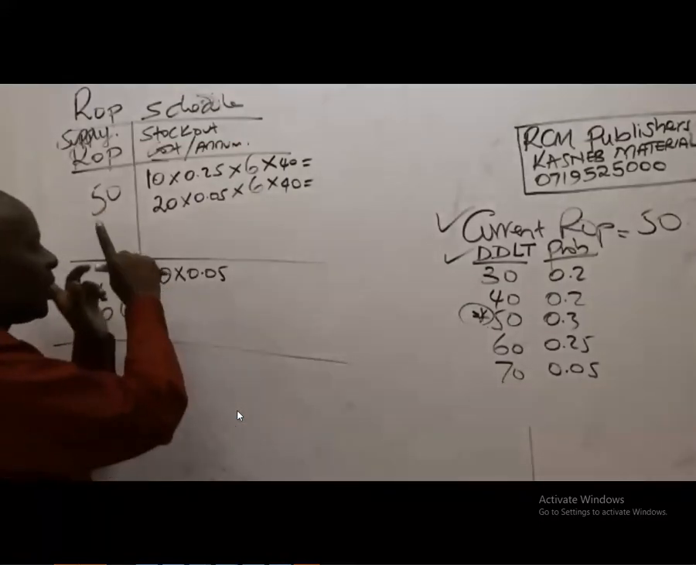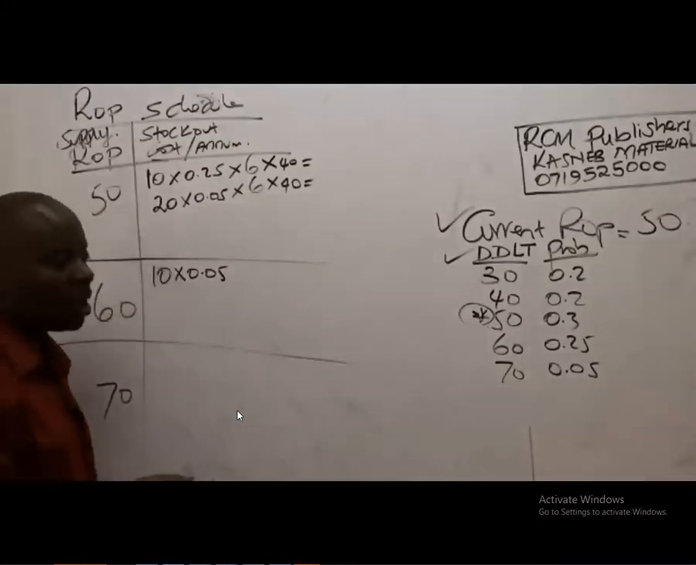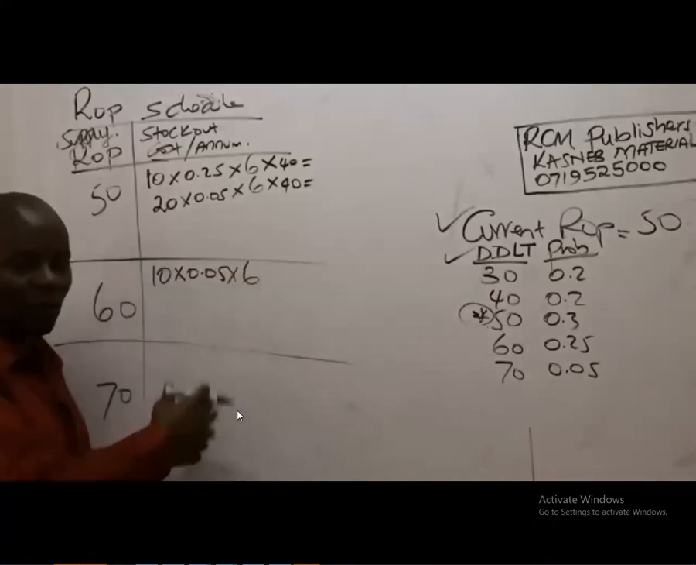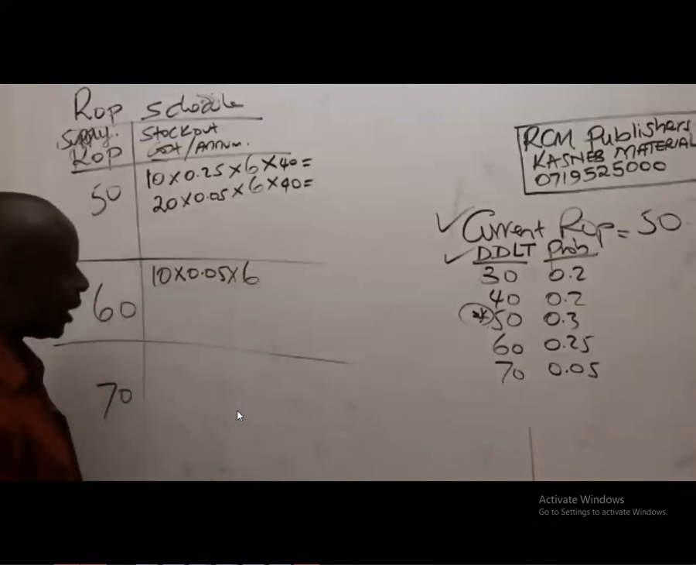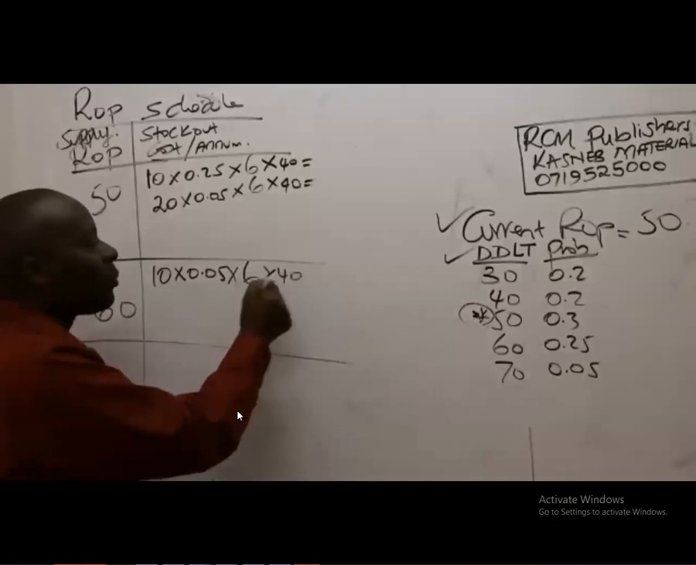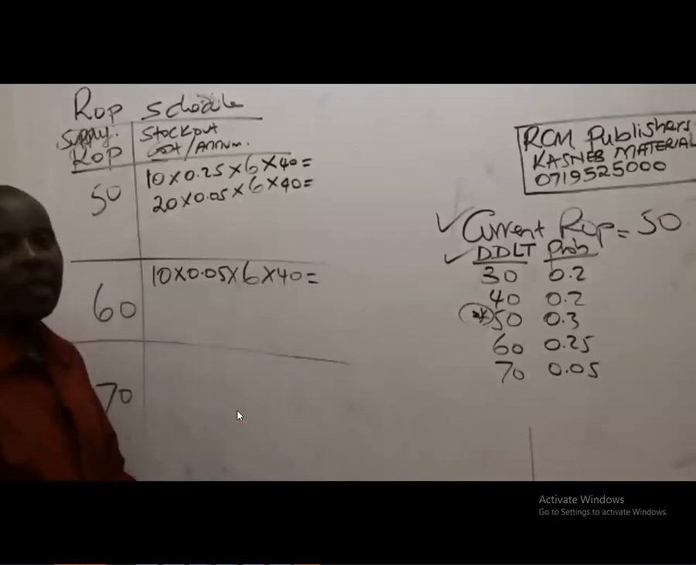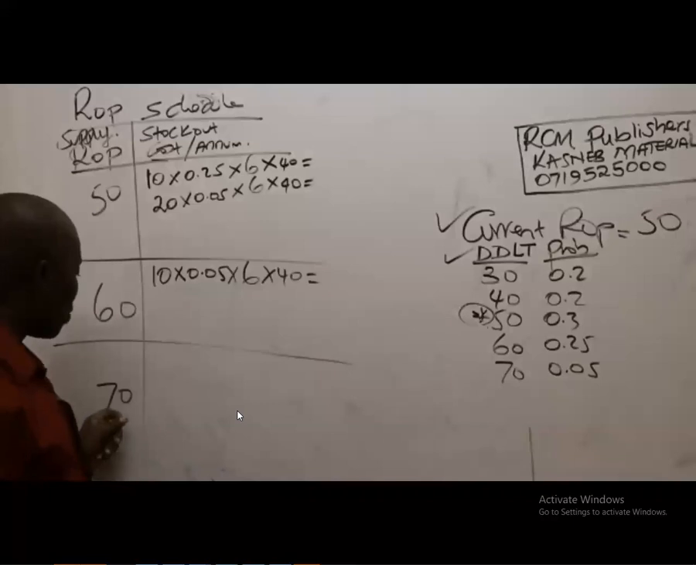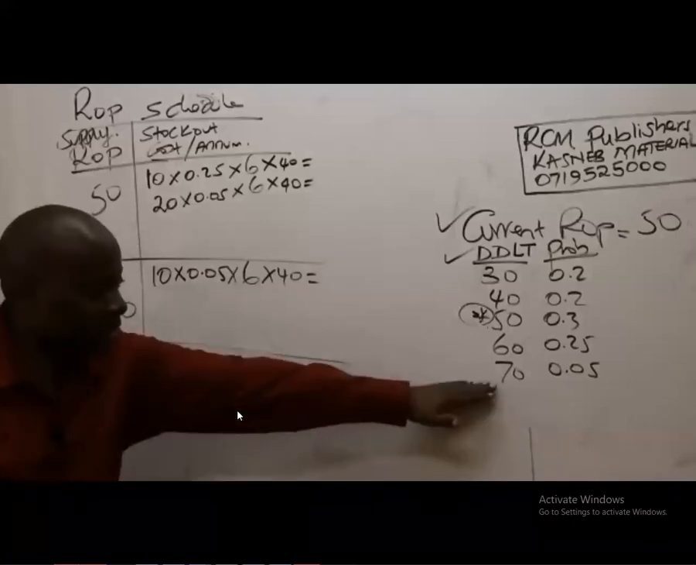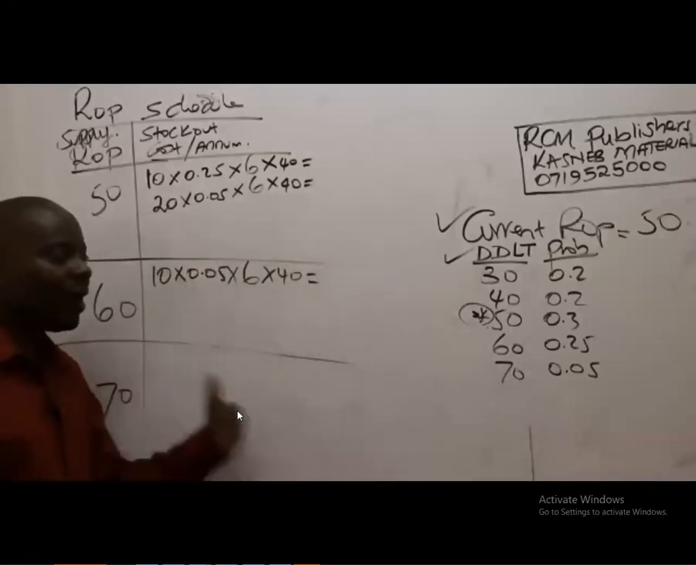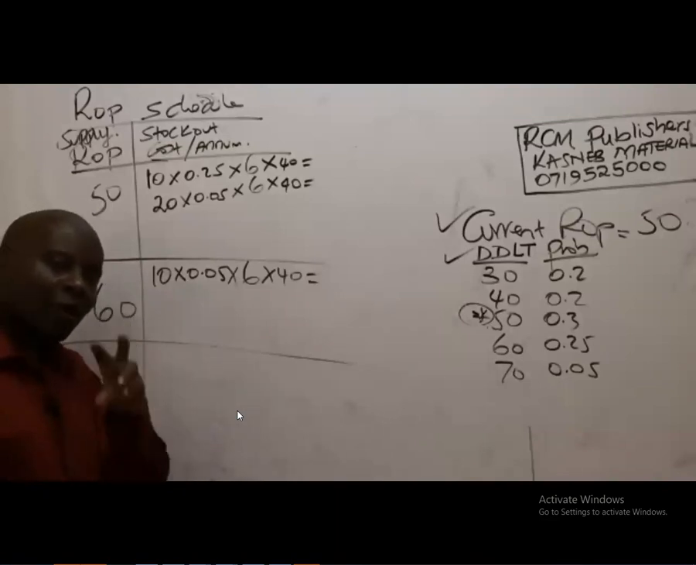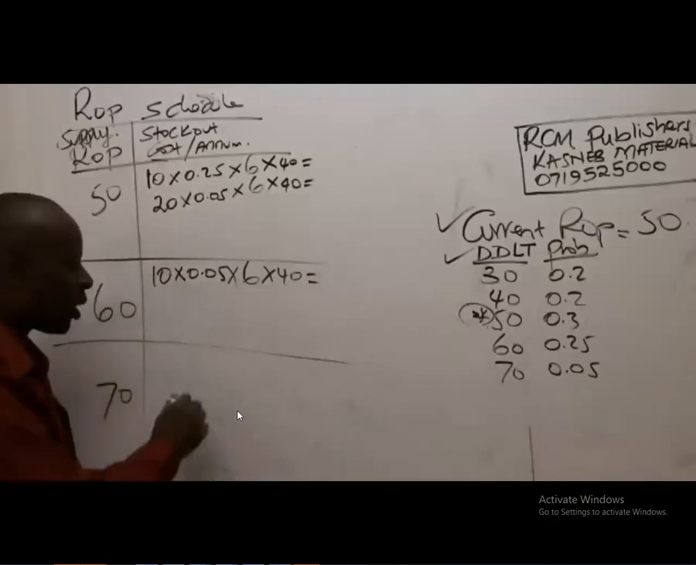And remember, this is stock out cost per cycle, which we have to multiply by the number of orders in a year. Don't forget that bit, times the stock out cost per unit. Ladies and gentlemen, if we decide to stock 70 exactly here, then you will realize very fast that there is no possibility of us ever disappointing anybody. So the stock out cost will be what?